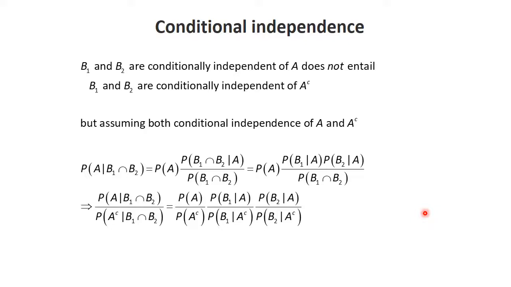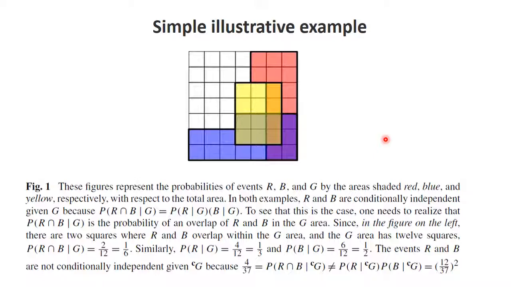Here's a simple calculation example to show this idea of conditional independence, when that holds and when it doesn't hold. So we have here three colors, red, blue, and yellow, and they overlap with each other. We notice that this is yellow, and here we get an overlap between blue and red, which gives the purple color. So if we first look at conditioning on that yellow square, that would be A in this particular case, let's say. So given that, what is the probability of having red and blue?